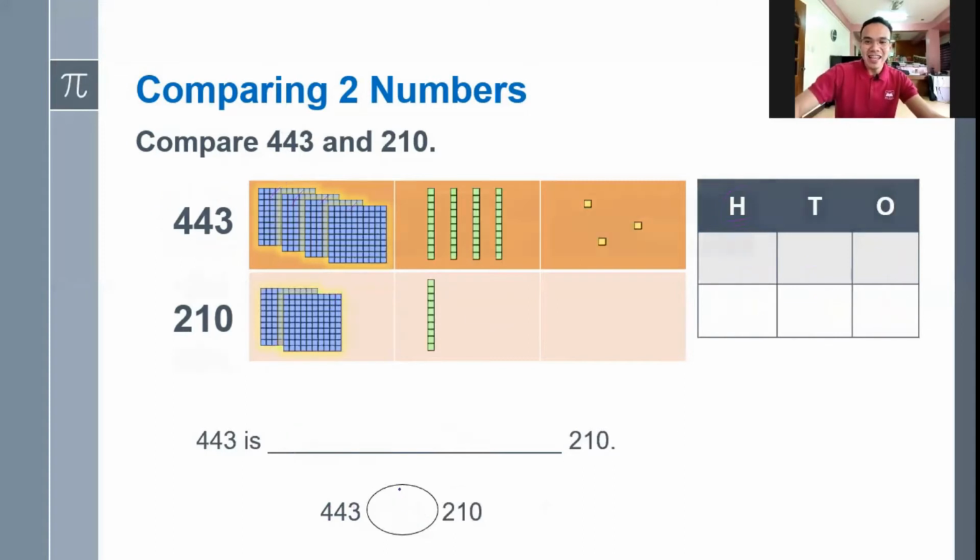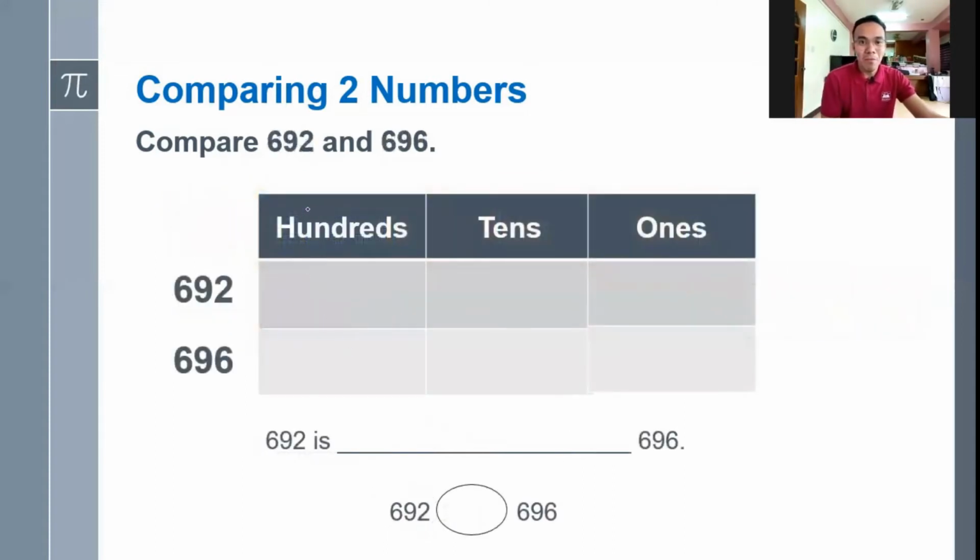Okay, let's have another example. Compare 692 and 696. This time, I'm no longer going to represent these numbers using the base 10 blocks, because you know already how to do it. For number 692, there are 6 hundreds, 9 tens, and 2 ones. For 696, there are 6 hundreds, 9 tens, and 6 ones.